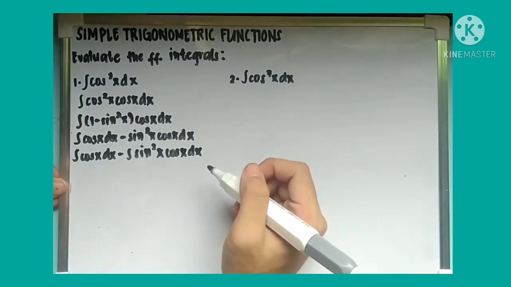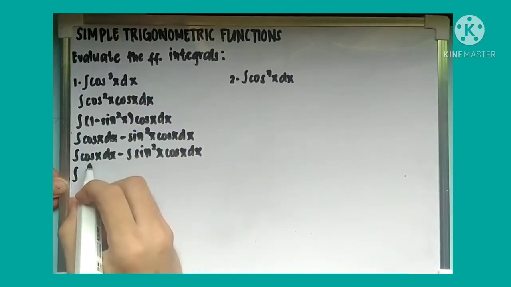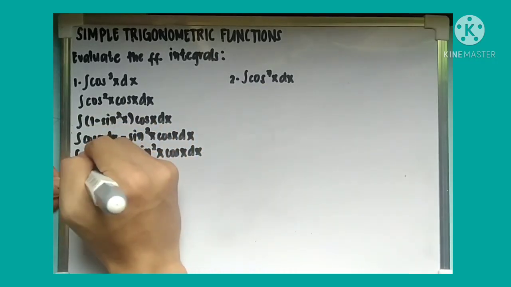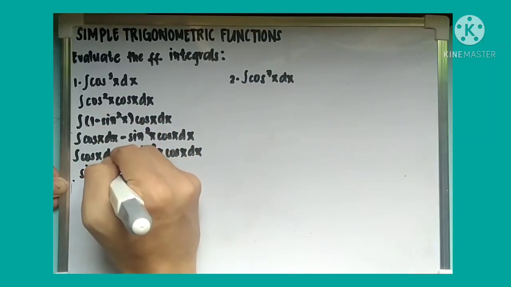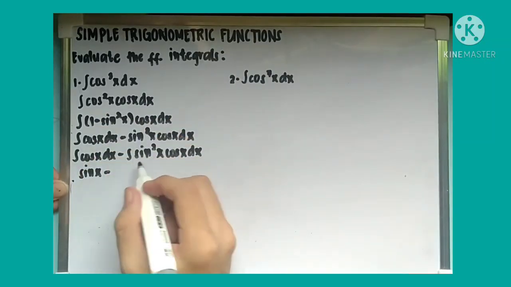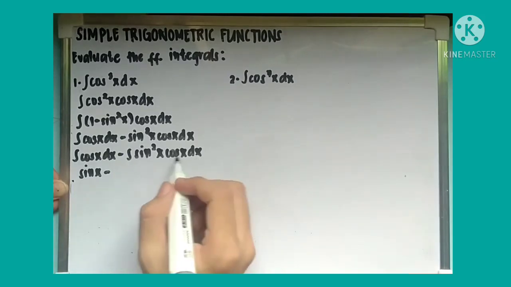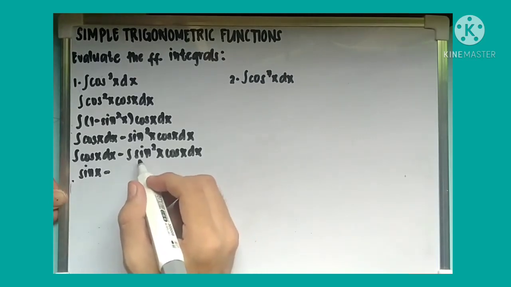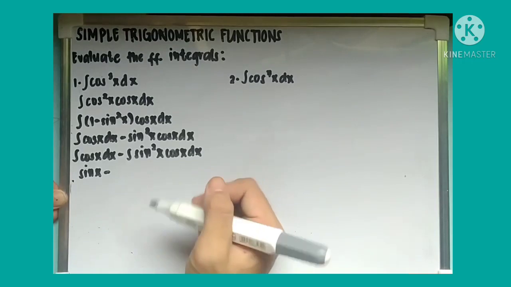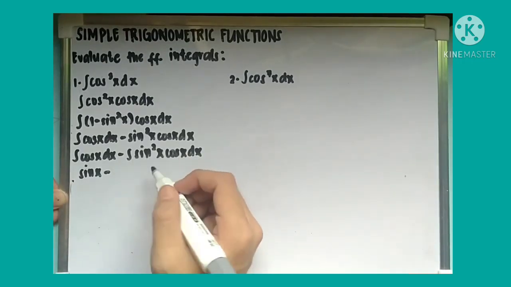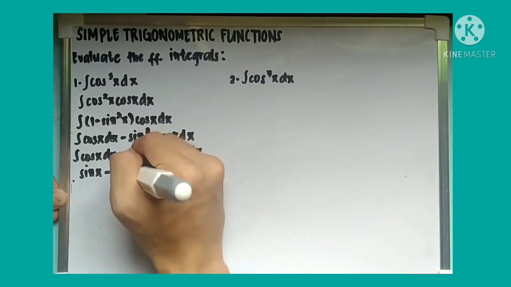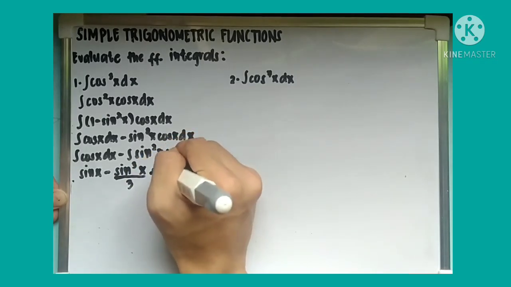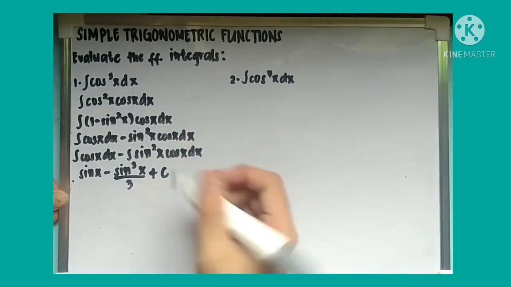And then simplify natin. So the integral of cos x dx is equivalent to sine x. So para ma-integrate to, so since balance na tong equation, pwede na tayo mag-proceed for integrating sine squared x by using simple power formula. So the integral of sine squared x is equivalent to sine cube x over 3 plus c. So this is our final answer for problem number 1.